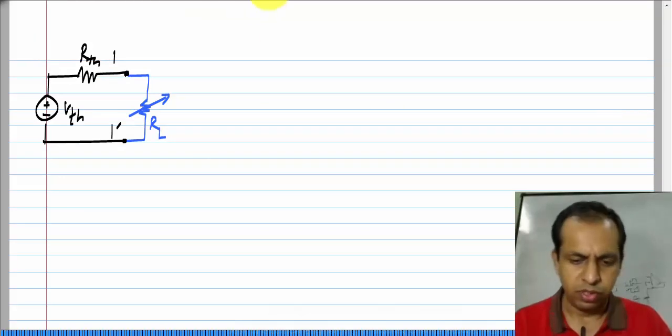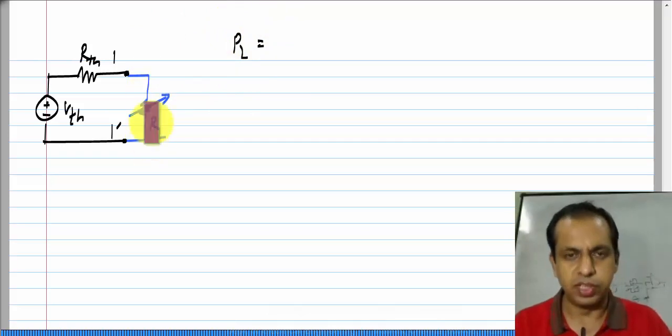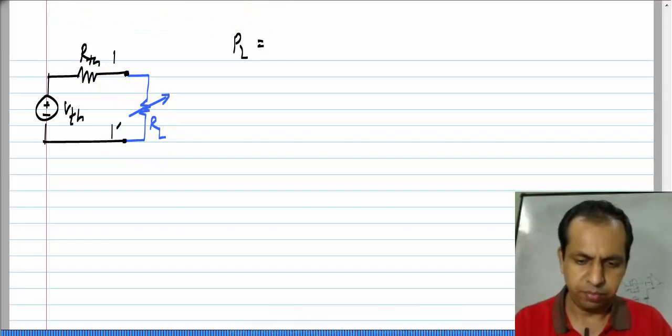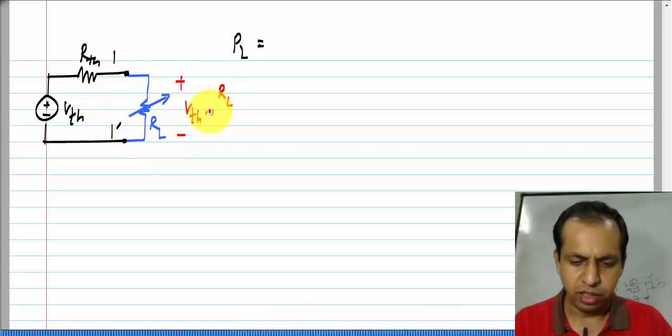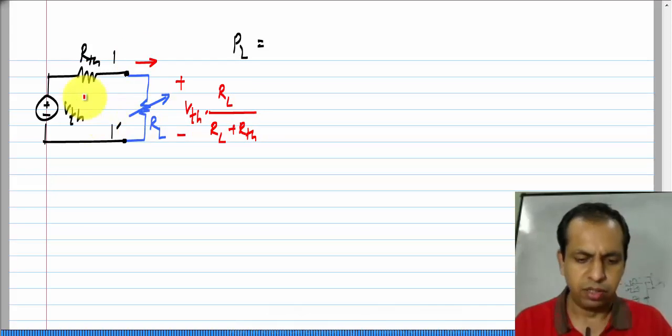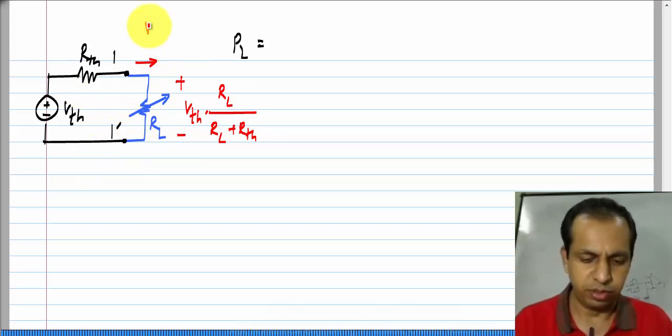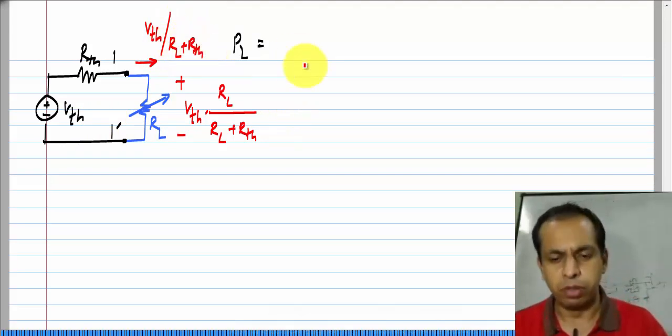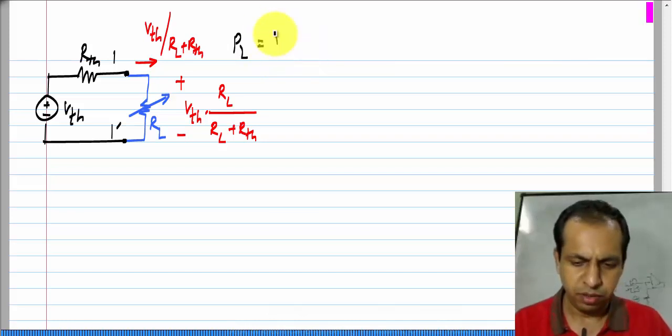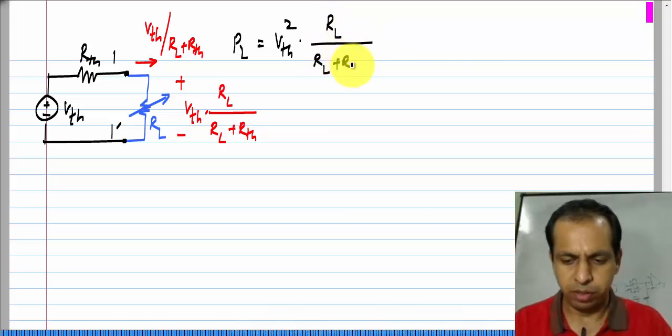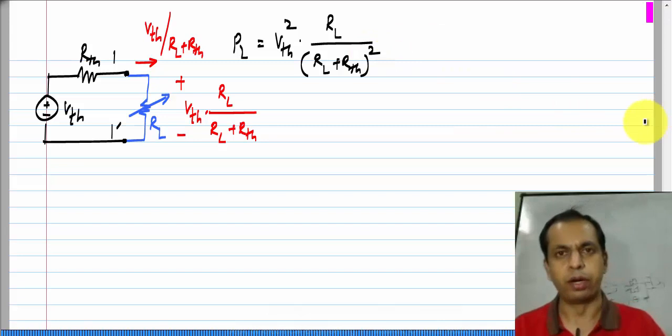Now, what is the power dissipated in RL? PL will be equal to the voltage across RL times the current through RL. The voltage across RL from the voltage divider expression is VTH times RL by RL plus RTH. The current through RL, we have VTH across RTH plus RL, so it will be just VTH by RL plus RTH. The power PL, which is the product of the two, will be VTH square RL by RL plus RTH square.